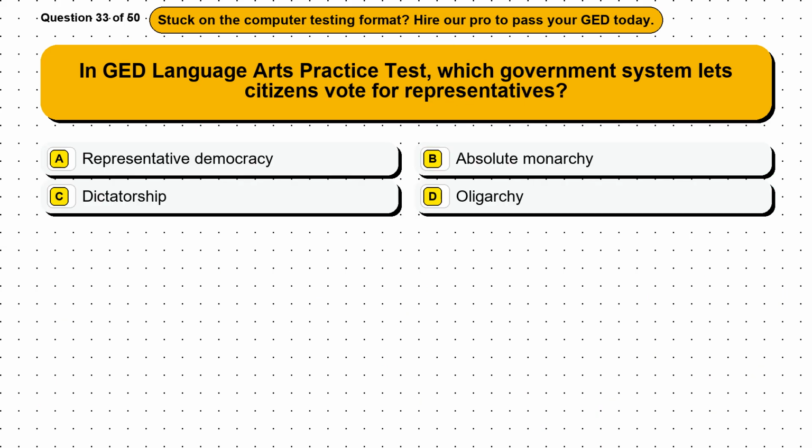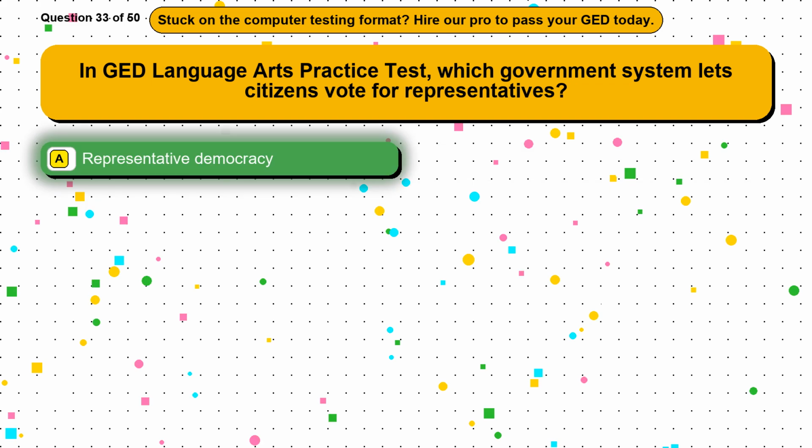Question 33. In GED Language Arts Practice Test, which government system lets citizens vote for representatives? Option A, representative democracy. Option B, absolute monarchy. Option C, dictatorship. Option D, oligarchy. The correct answer is option A, representative democracy.